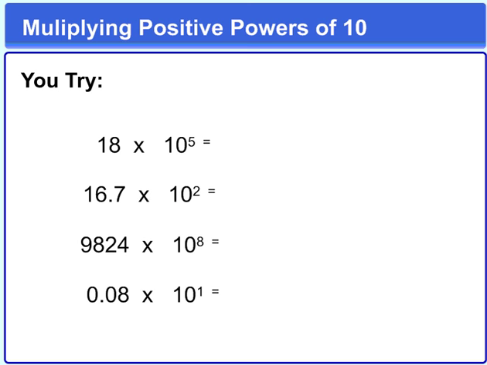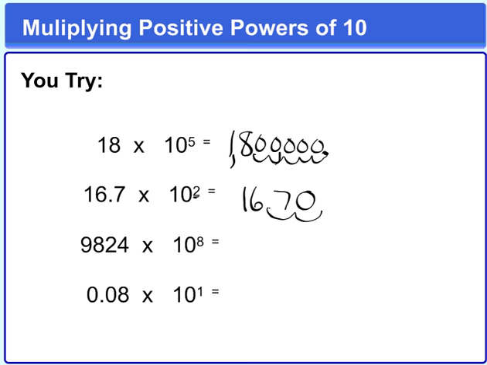Okay, here we go. Let's start with 18. What I would do is I would write 18. That's where the decimal would be. 1, 2, 3, 4, 5 is the new place for the decimal. Fill in my zeros, put my commas in. I have 1,800,000. Let's look at 16.7. It's 10 to the 2, so I'm going to shift my decimal 2 places to the right, fill in my 0, and my new answer is 1,670.